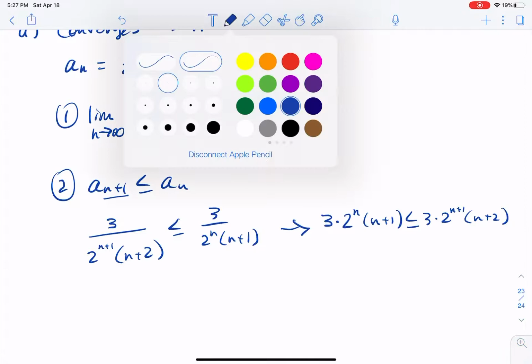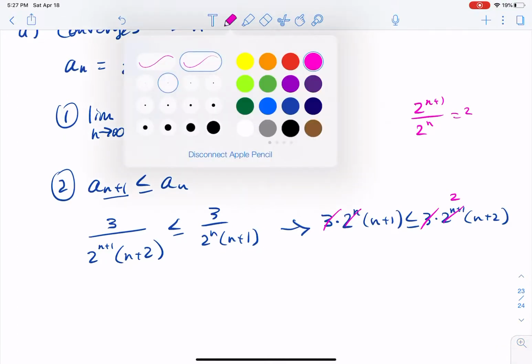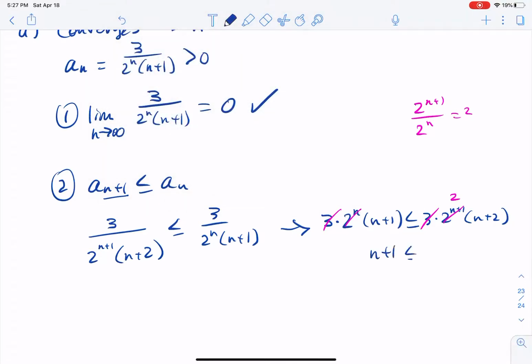Let's just start canceling stuff. Love to cancel stuff, like these 3's. I love to cancel that. And this 2 to the n, we can divide both sides by 2 to the n. If you were to divide 2 to the n plus 1 over 2 to the n, you subtract your exponents and you just get 2, right? N plus 1 minus the n gives you just 2. That's really nice. So we're left with n plus 1 on the left-hand side. Why are we pink? Did I not change it? Really? Okay. N plus 1 is less than or equal to 2 times n plus 2.